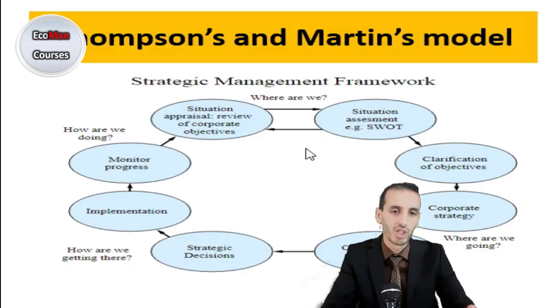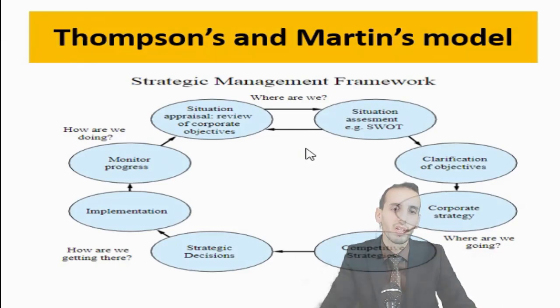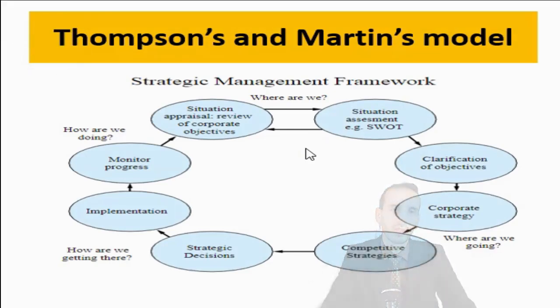And we go like how we are getting there is about implementation, about enacting strategy in action, strategy in practice. And then how are we doing? It means that we have to control, we have to monitor the progress and evaluate and appraise, of course, the performance. So here are all the models of the strategic management process. Of course, there are many others. However, we discussed in this video the three fundamental processes. Thank you.